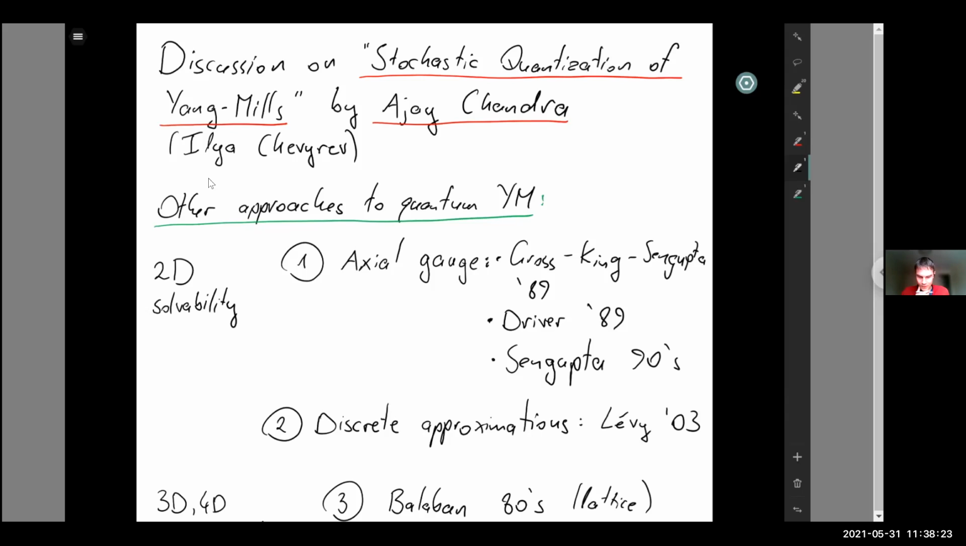What I wanted to do was just to discuss some other approaches to quantum Yang-Mills that have been out there, in addition to the stochastic quantization picture. Some of these approaches AJ mentioned as well, so I wanted to give a little bit more detail about them. In 2 dimensions, there's a very nice thing that happens: one has an exact solvability property for 2-dimensional Yang-Mills.